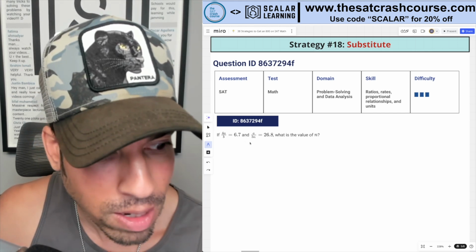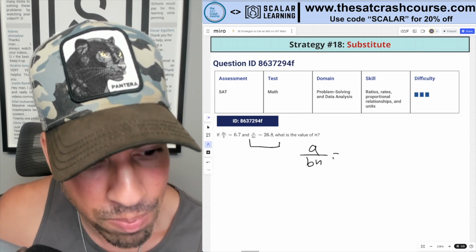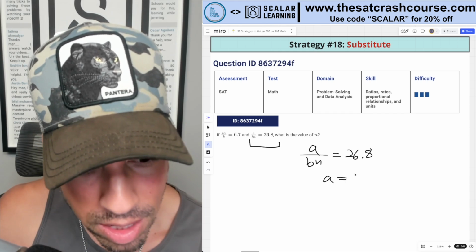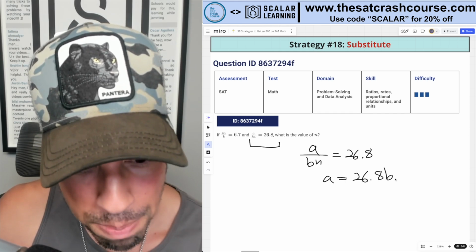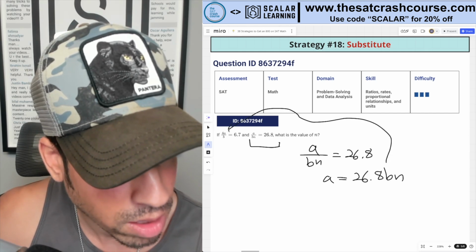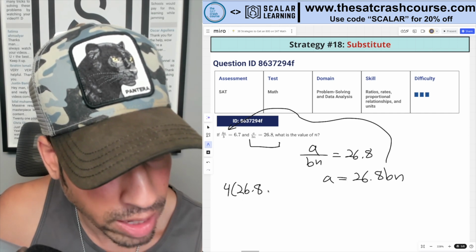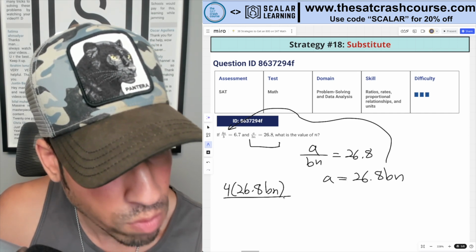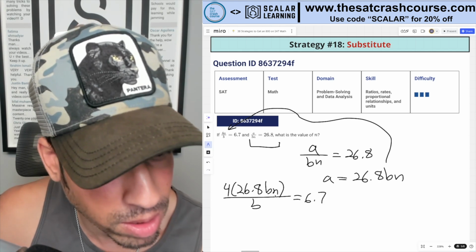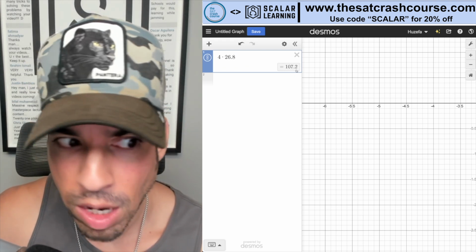I'm going to actually say this equation is going to be easier to isolate. I can isolate A because I got A over Bn equals 26.8. If I multiply both sides by Bn, I've got A equals 26.8 Bn, like so. Now I can sub this in right there. So now I've got 4, and instead of A, I'm going to plug in 26.8 Bn over B is equal to 6.7. Now I'm trying to solve for n. Well, the nice thing about this is the b's are going to cancel out like so. 4 times 26.8, I'm going to use Desmos, and I got 107.2.